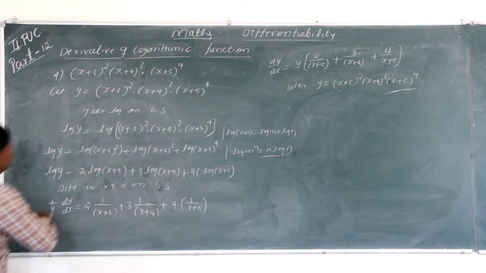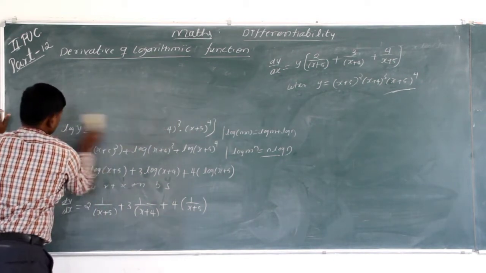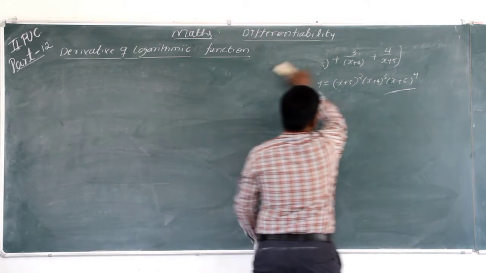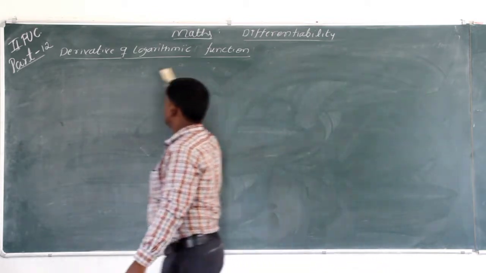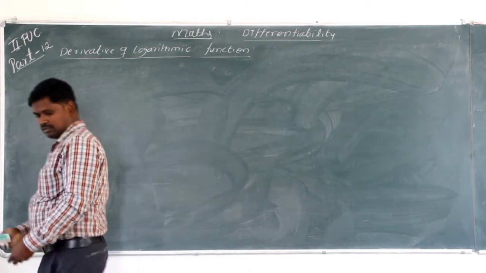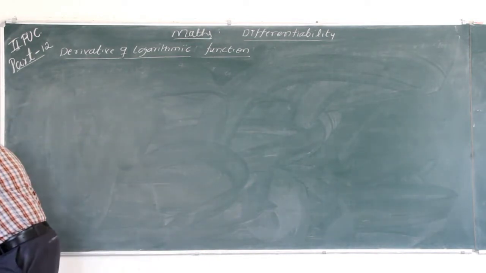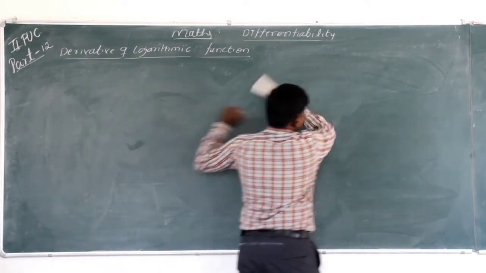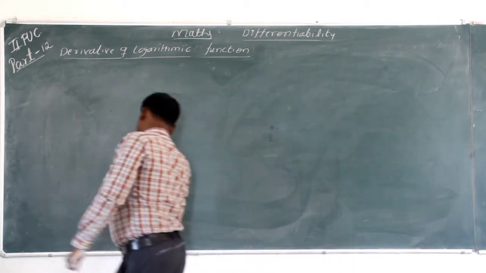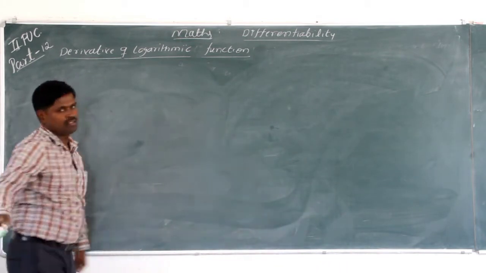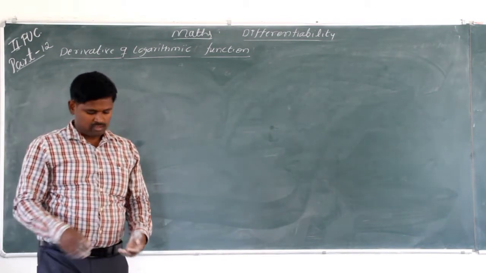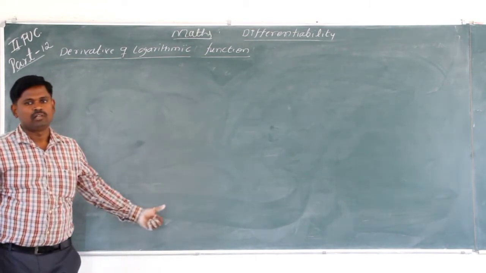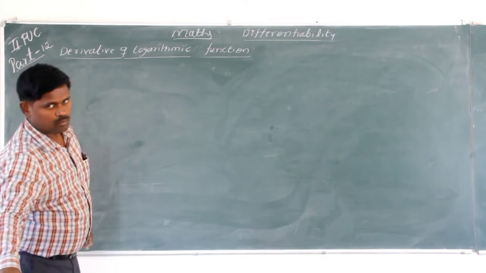Next problem. So here the properties of logarithms are very important. So don't forget the properties of logarithms. Unless you know the properties of logarithms, it is not possible to find the derivative of the logarithmic function. Okay. So next problem.